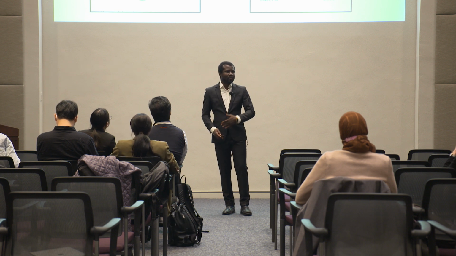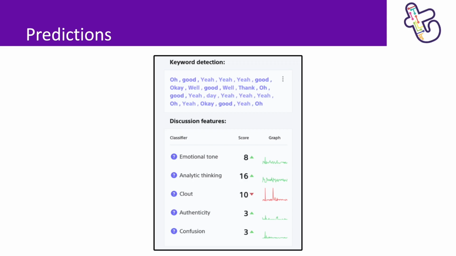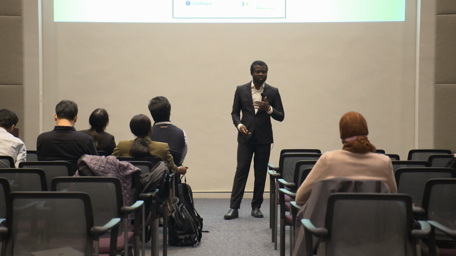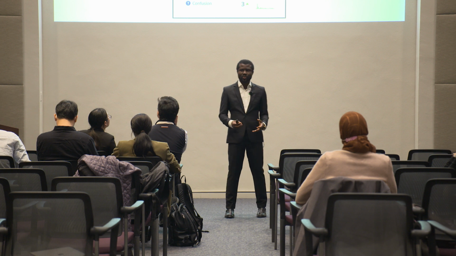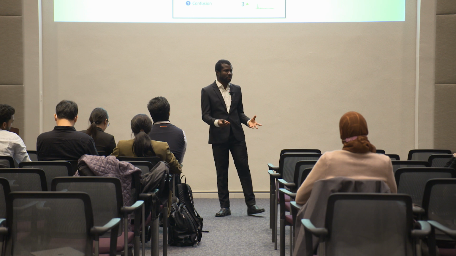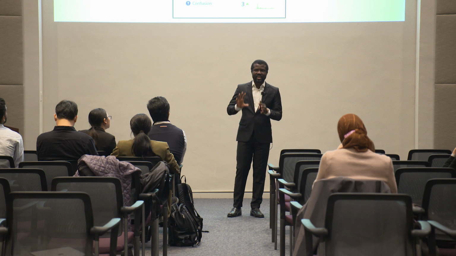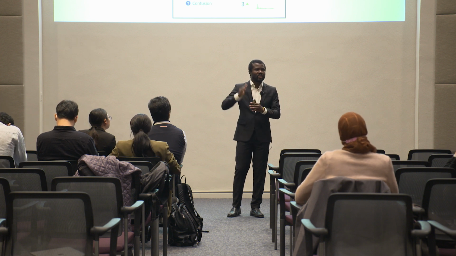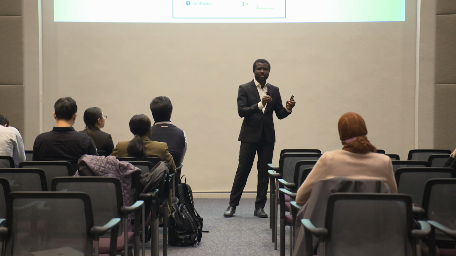Now, this information is transformed into text for further analysis. And from this text data, we can detect keywords, which show the level of expertise or understanding of the subject of discussion by the student. And then the discussion features highlight the behavioral pattern of the student, such that we can see the emotional tone, the confusion, or the analytic skills of the student. So this student, having this real-time information, can know when things are going out of place, and then can adjust in order to ensure quality collaboration.